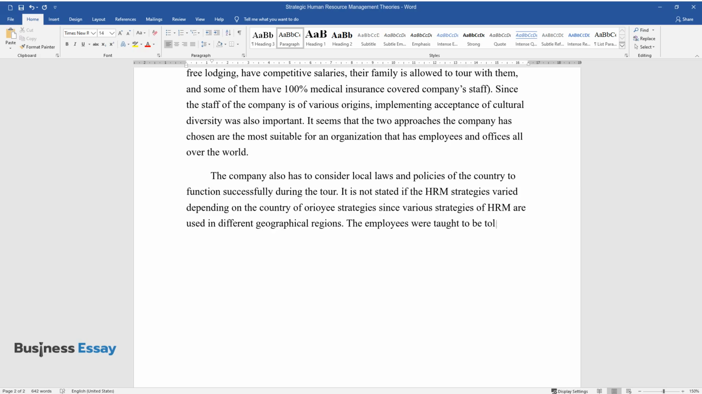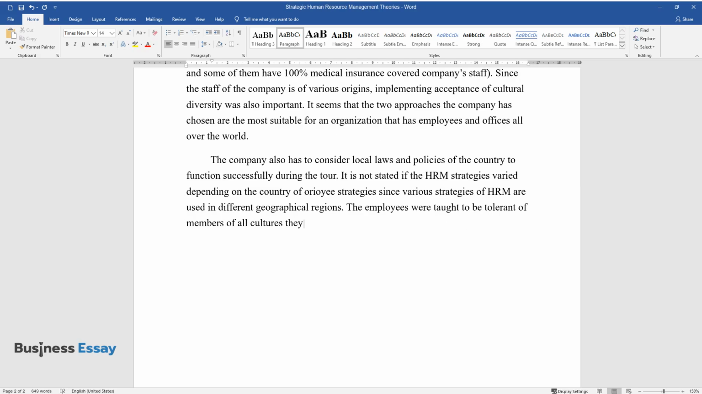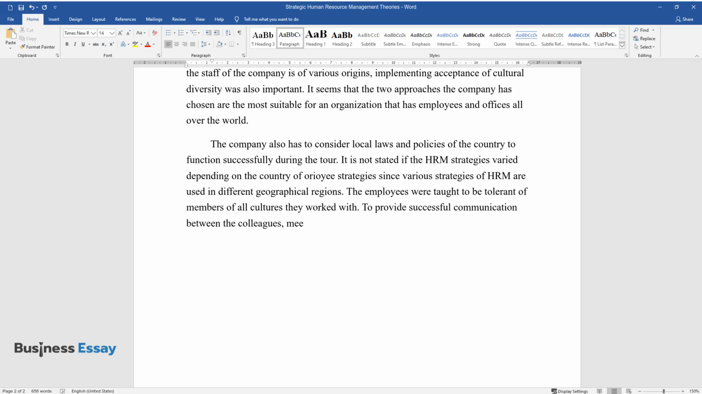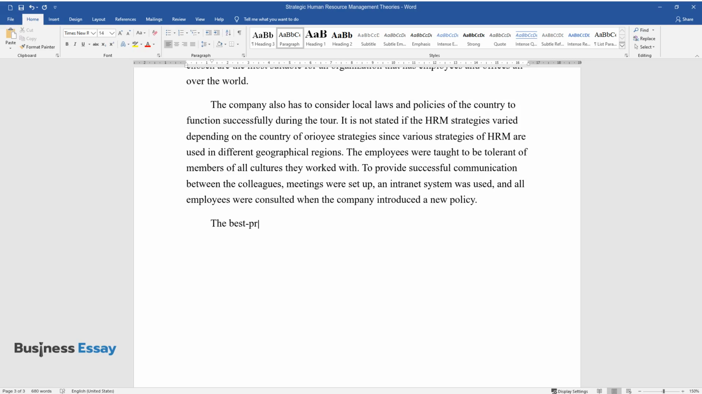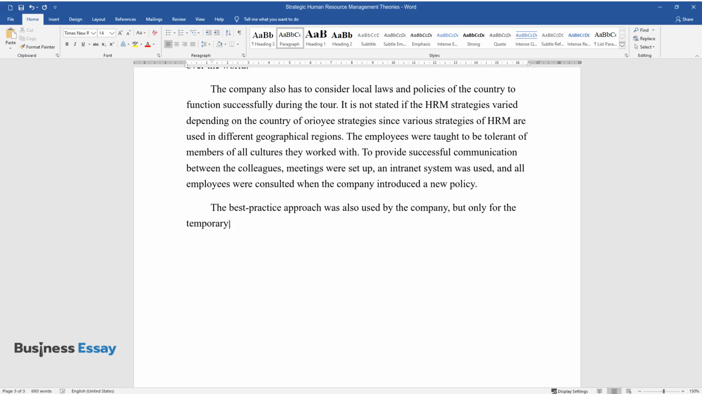The employees were taught to be tolerant of members of all cultures they worked with. To provide successful communication between the colleagues, meetings were set up, an intranet system was used, and all employees were consulted when the company introduced a new policy. The best practice approach was also used by the company, but only for the temporary staff. They had to follow the three-strike policy.